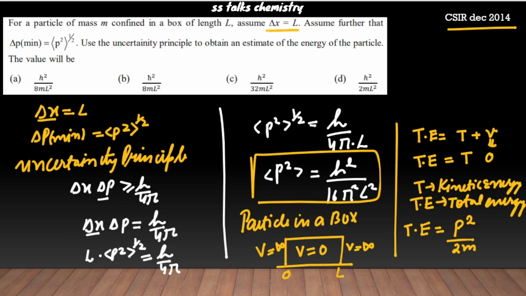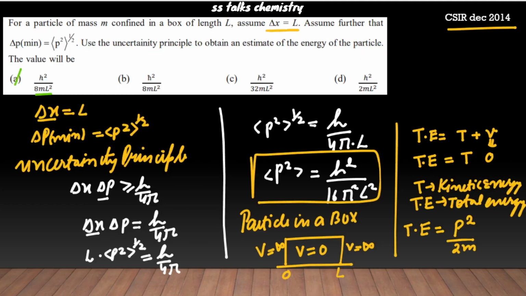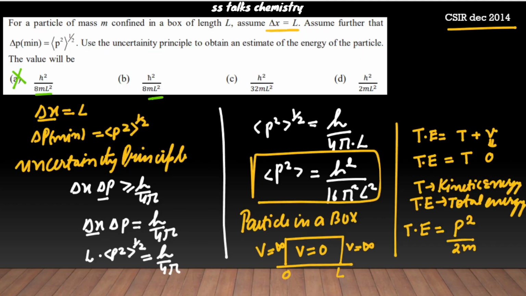So first it is saying h square upon 8 ml square. This can't be there because when it is in the form of h square, it is 16 pi square, so the pi square value is also there. So this is not the correct one. Next it is h cut square upon 8 ml square. So here you see, in terms of h cut, it is h cut square upon 8 ml square. So that makes option B the right one.